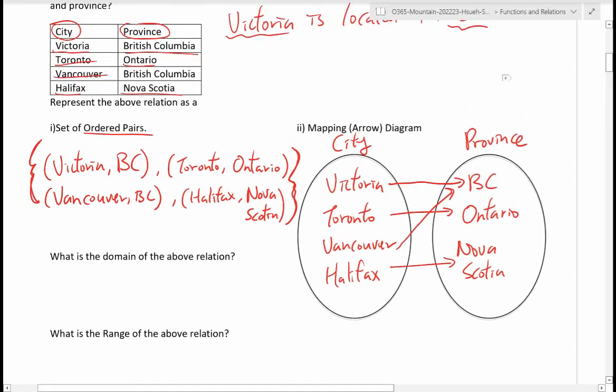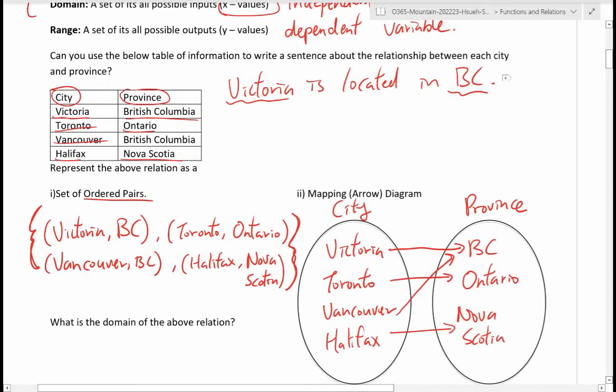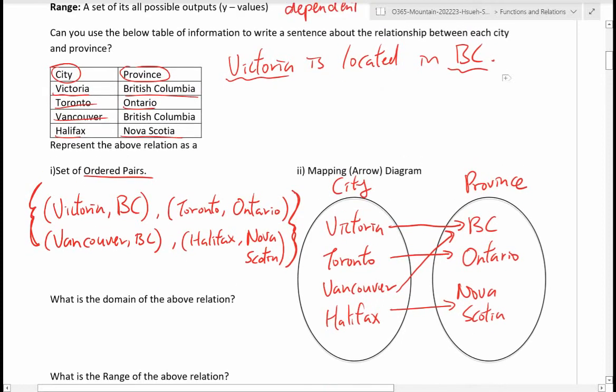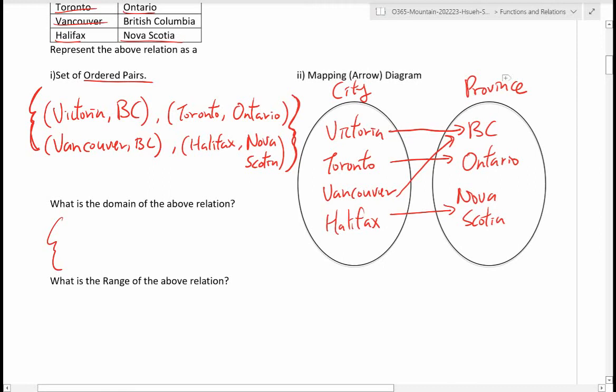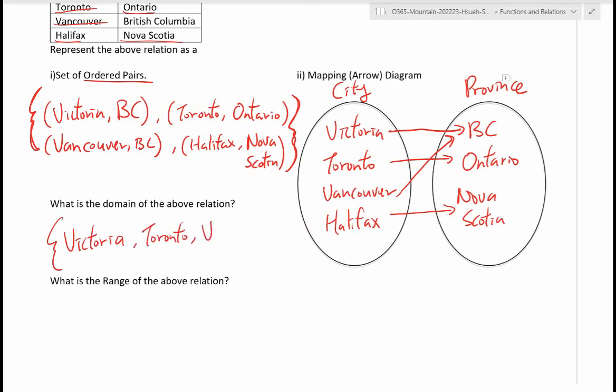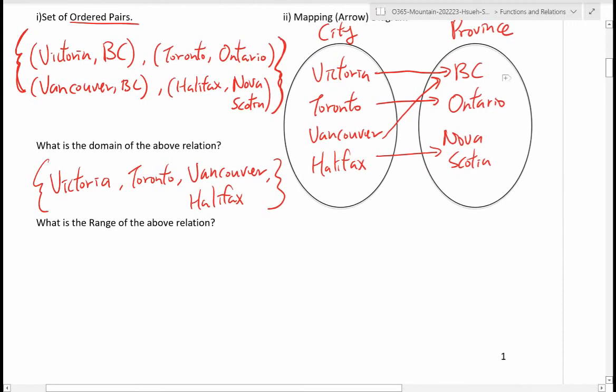Okay, next, what is the domain of the above relation? So again, we said that domain is a set as well. So remember, anytime you're showing a set, you have to start with a squiggly bracket. The domain are simply the input. So the cities, in this case, Victoria, Toronto, Vancouver, and Halifax. Okay, so that's a set. Again, you start with a squiggly bracket and you close it with a squiggly bracket.